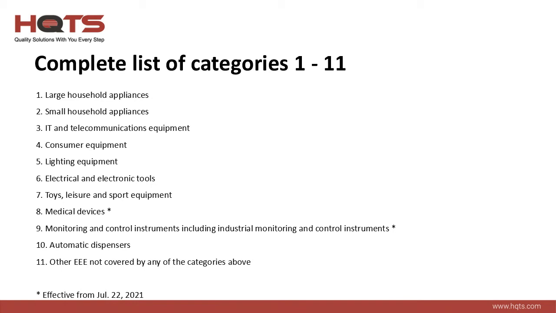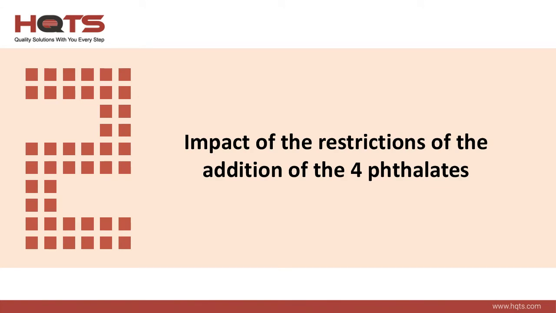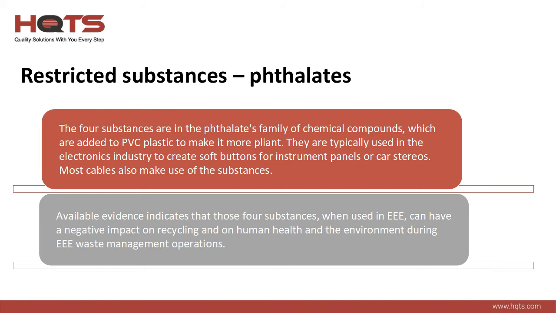So now the question is, how could the new RoS restrictions on 4 phthalates impact you and your business? Well, let's talk about them. So these 4 phthalates all fall into the family of chemical compounds typically added to PVC plastic to make it more pliant. They are often used to create soft buttons for instrument panels and car stereos. They're used as coatings on cable and wiring, and for many other things. The main concern is that these substances have a very negative impact on human health and in the environment during recycling and waste management operations.